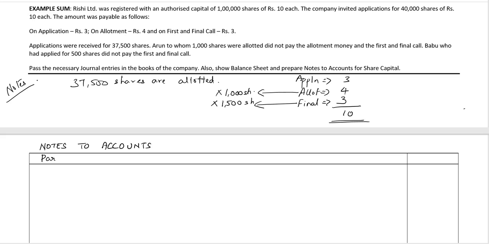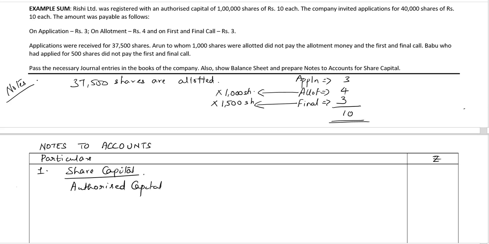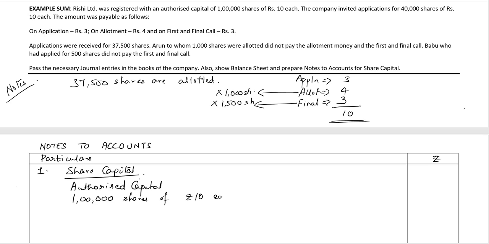We have particulars and a rupee column. The first note is for share capital. We'll begin with the authorized capital. One lakh shares of rupees 10 each. That's 10 lakh rupees with a double underline.